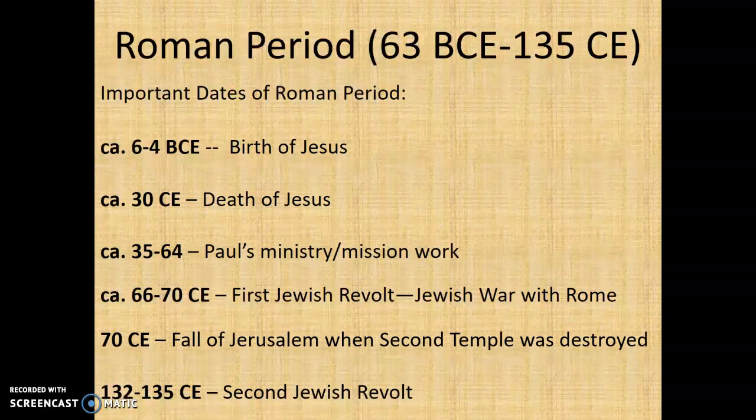And then we have another Jewish revolt in 132 to 135. The Jews were always trying to shake off Roman rule, but it was very difficult to fight against such a huge empire. So that one was not successful either.